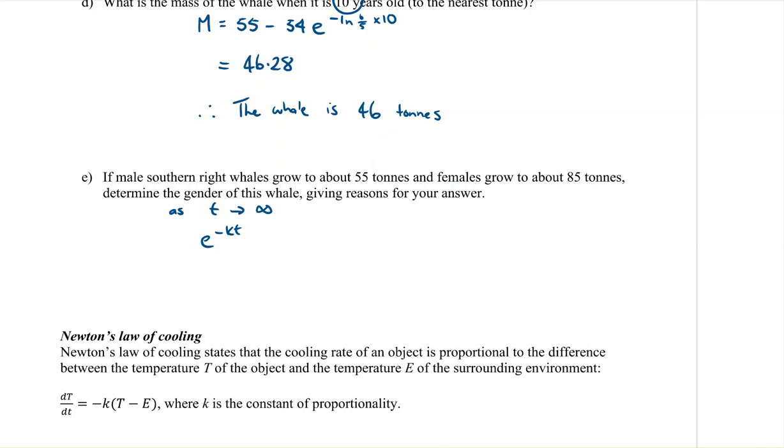E to the power of a negative, really big number would give you what? What would it be approaching? A really, really small number. In other words, approaching 0. So as time is approaching infinity, that exponential part of that equation is approaching 0, which means, therefore, that the mass of our whale is approaching 55 minus 54 times, now it's usually e to the minus kt, but we know that's approaching 0. 54 times 0 is 0, so that is equal to approximately 55 tons. So it's saying that the whale's mass is approaching 55 tons.